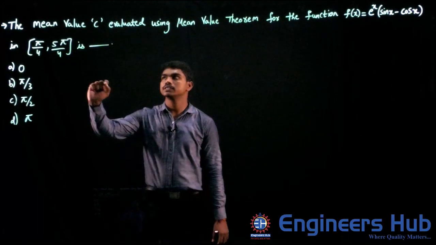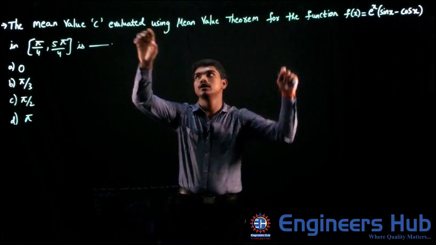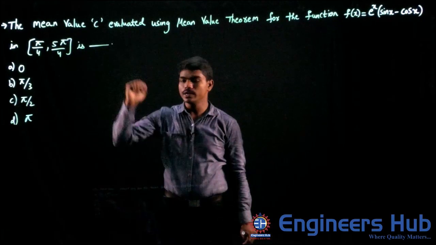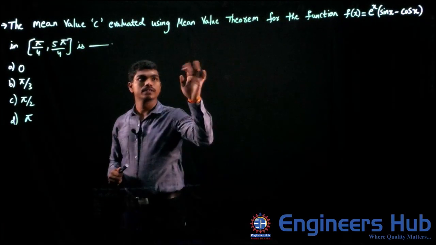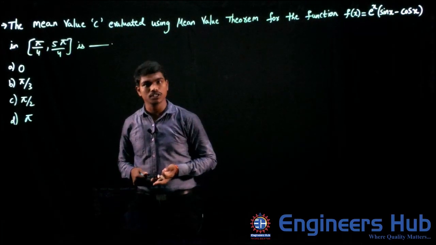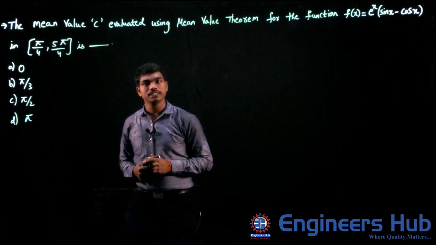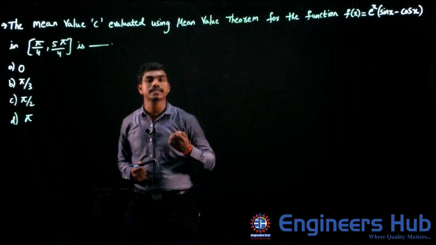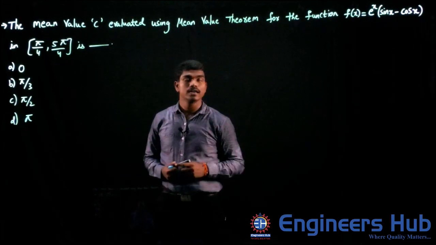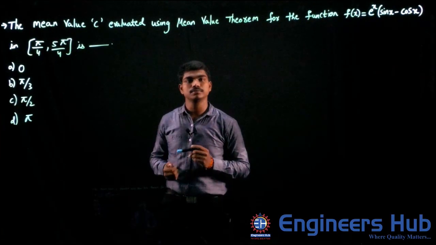Okay, so if you see this question, they are asking for the mean value c when we evaluate the value c using the mean value theorem for this function within this interval range. Now if you look, they didn't mention which mean value theorem to use. We have basically 3 mean value theorems: Rolle's mean value theorem, Lagrange's mean value theorem, and Cauchy's mean value theorem. But Rolle's mean value theorem is a special case of Lagrange's mean value theorem when f of a is equal to f of b. Now since only one function is involved, we will use Lagrange's mean value theorem by default.